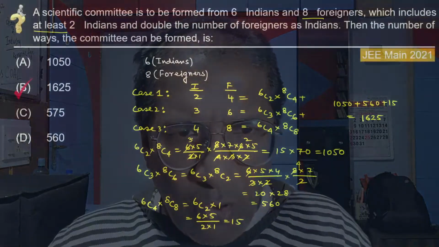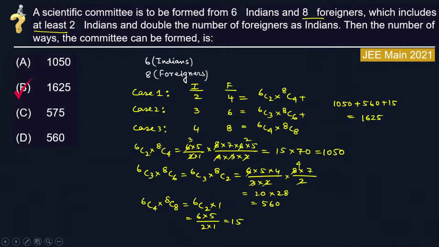Okay. So in this question, again, the word "at least" was there. At least 2 Indians should be in the committee. So we have done the sum accordingly. We have considered all the cases and then added up all the cases. We got the answer. Is it clear? So from that point, this is a pretty simple question asked in JEE. Okay, let's move on to the next problem.